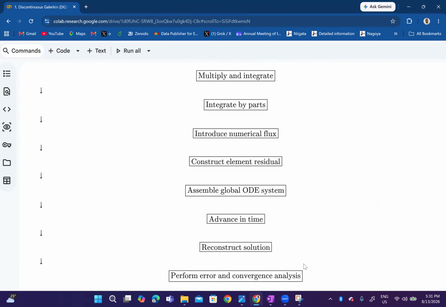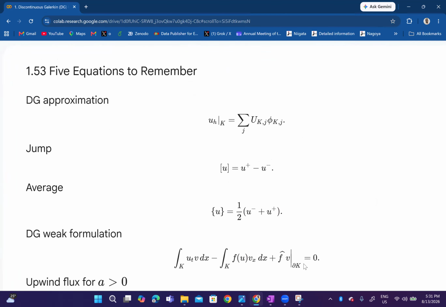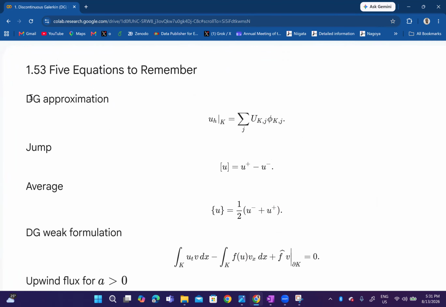Depending on the problem you're solving, we have now 5 equations to remember. You have the discontinuous Galerkin approximation, u sub h on element k, which is the summation over j of u sub k,j times phi sub k,j. That's the discontinuous Galerkin approximation we have there. The phi talks about basis functions while u talks about what's that now? I've forgotten what that is. We saw it in the beginning.